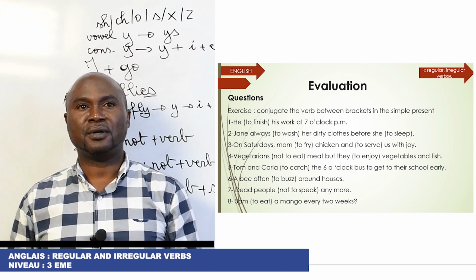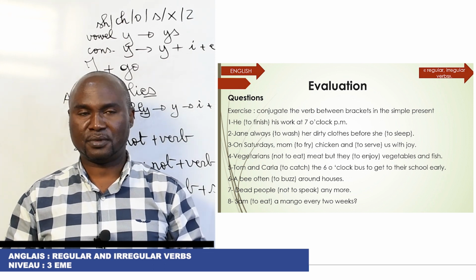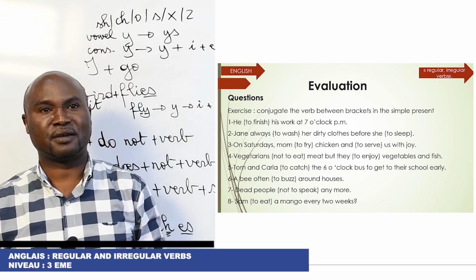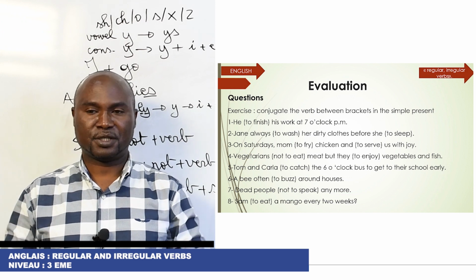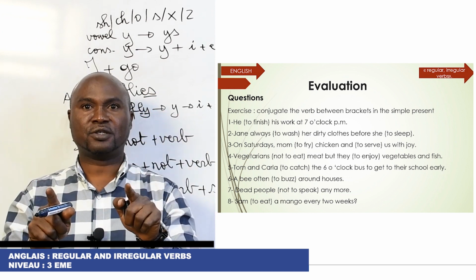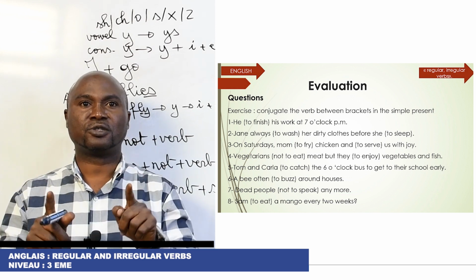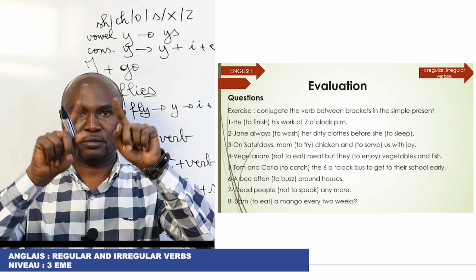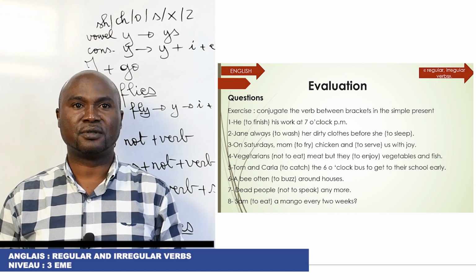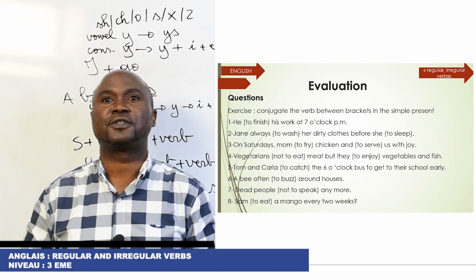Exercise 1. Let us conjugate the verb in brackets in the simple present. Sentence number 1: he, to finish, his work at 7 o'clock p.m. Sentence 2: Jane always, to wash, her dirty clothes before she, to sleep. Number 3: on Saturdays, Mom, to fry, chicken and, to serve, us with joy. 4: Vegetarians not to eat meat but they, to enjoy, vegetables and fish.